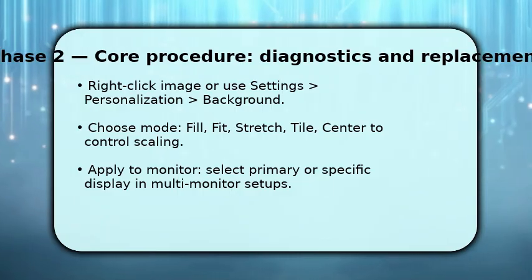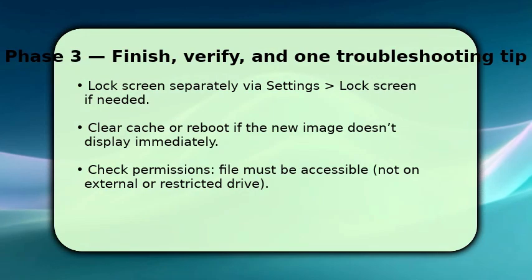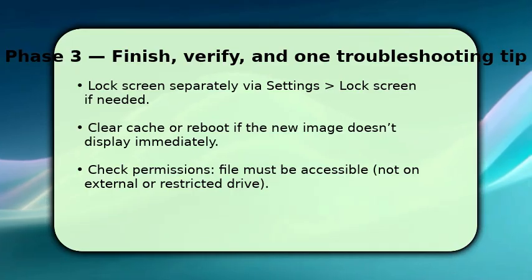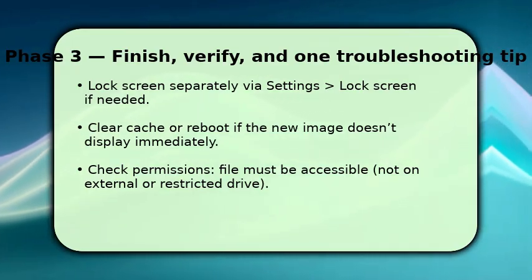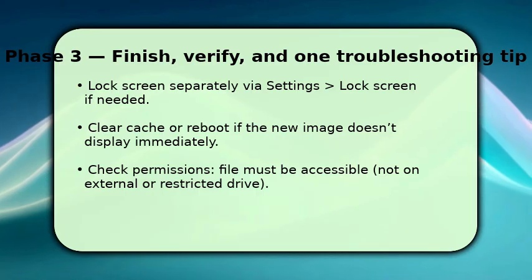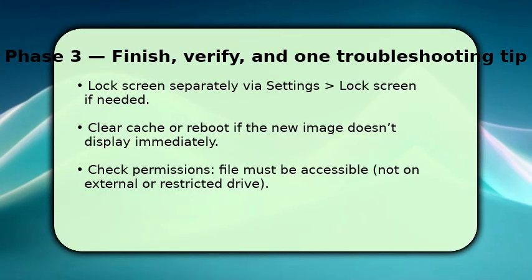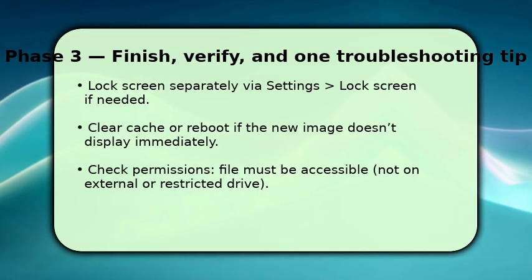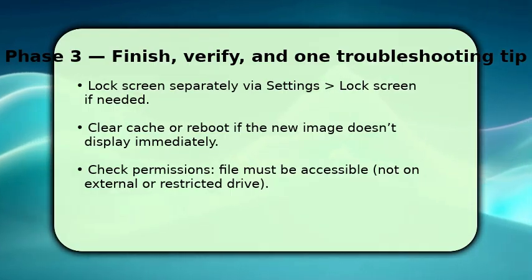You finish by verifying the change. Lock the screen or sign out to inspect how the image appears across contexts. If the new picture doesn't show, clear the thumbnail/cache or restart Explorer, because cached images often persist. Also, confirm the file is on an accessible drive and not blocked by permissions. Move it to Pictures if necessary. If problems persist, recreate the image in a standard format and repeat the apply.